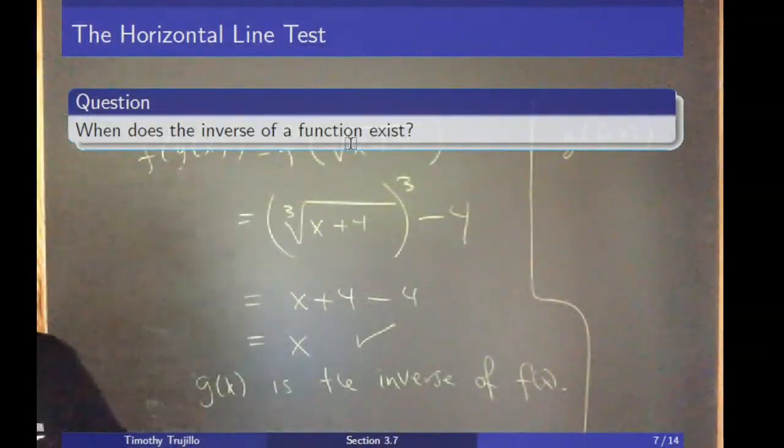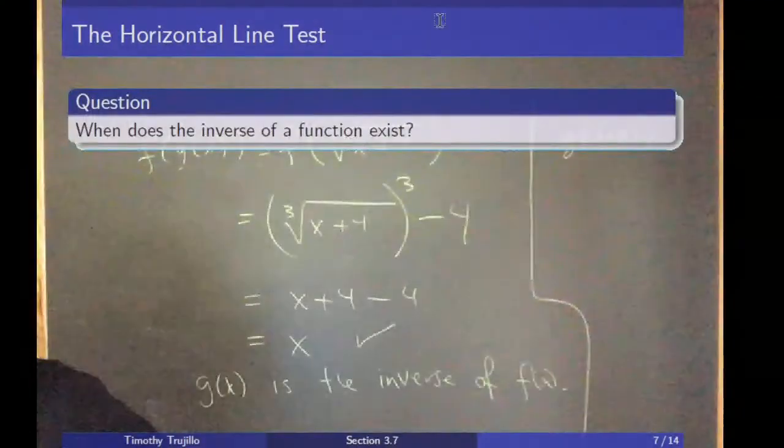Destiny, how do we know it's the inverse? Let me just go back one more time to the how-to, and I'll show you the how-to.